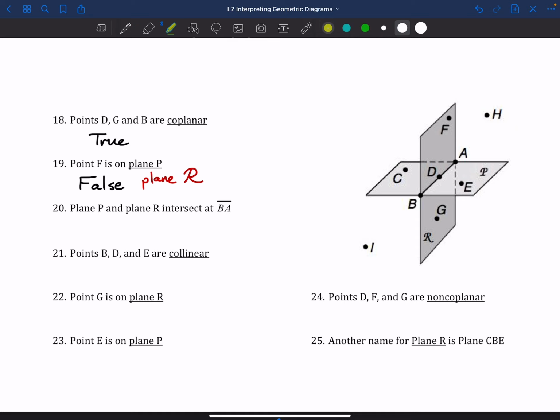Plane P and plane R intersect at BA, right? So this is one where, if you're having a little bit of trouble visualizing this in your head, what I would suggest you do is take your two hands and kind of make the Spock symbol, the live long and prosper symbol from Star Trek. And then just interlock your hands, right? There's going to be one that's facing up and down, the other one's facing side to side. That's kind of like what we've got going on here, right?